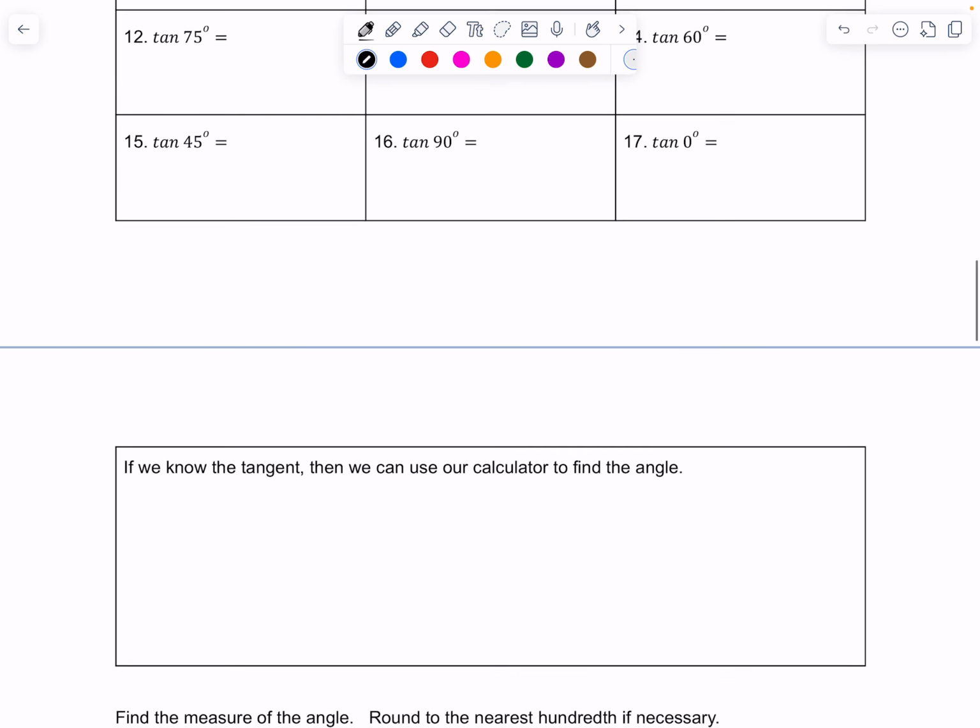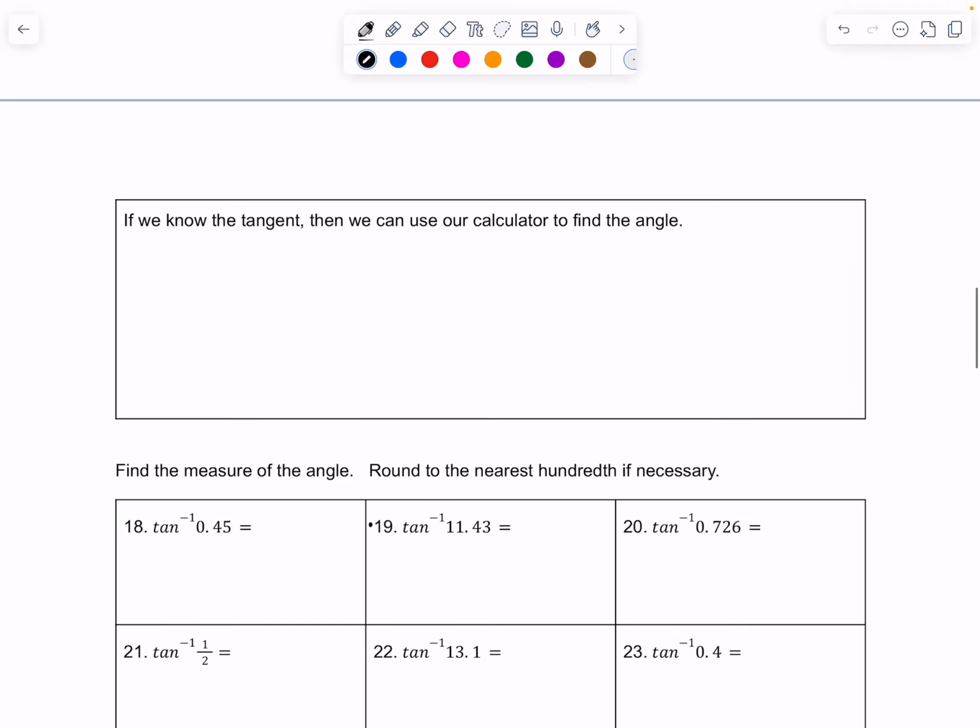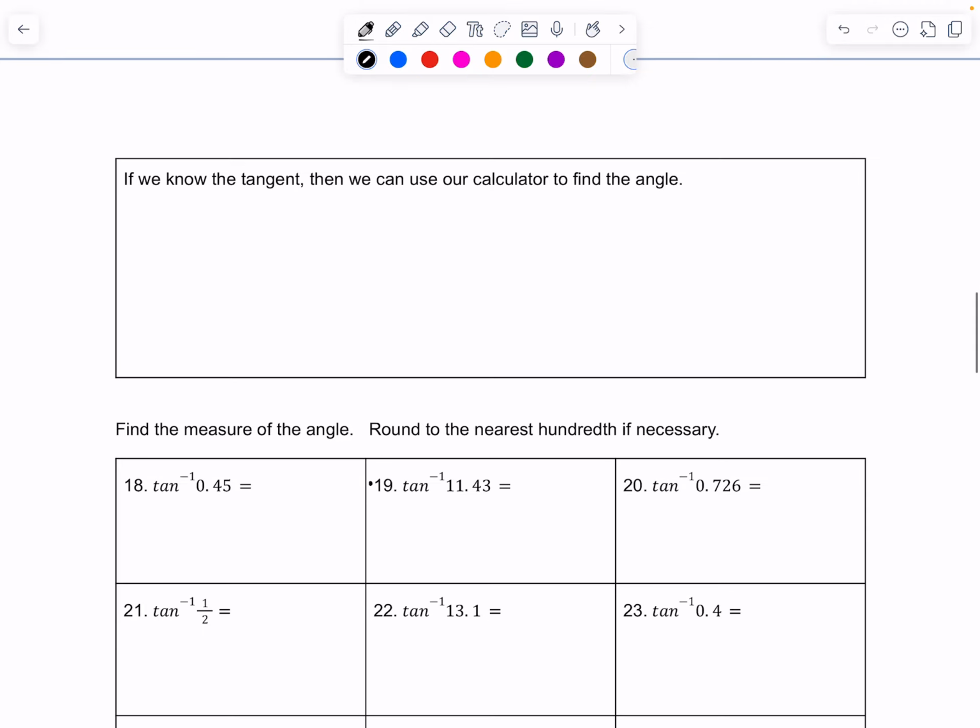Those two that I just did were where you knew the angle, and you could find the trig ratio tangent of that angle. These next couple I'm going to do is when you go backwards. Let's say I have a right triangle, and here's my theta. Let's say that I know the opposite side is 3 and the adjacent side is 4. So I could write the tangent of theta equals the opposite side of 3 over 4.